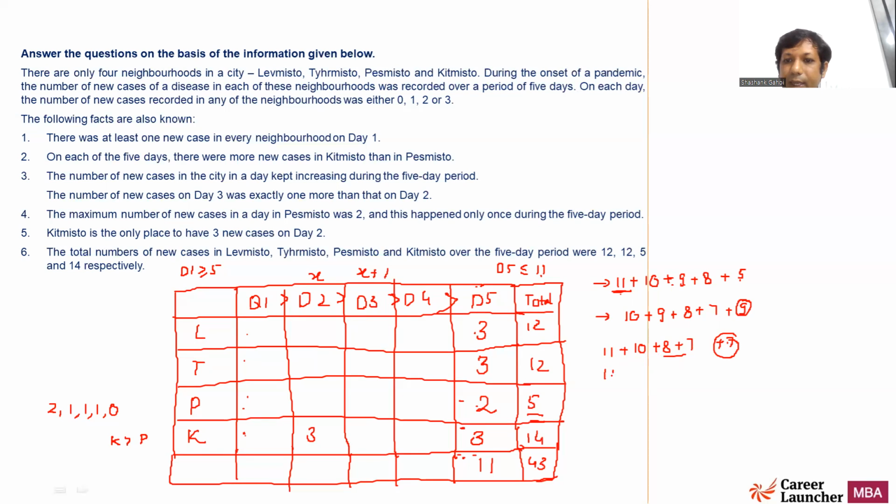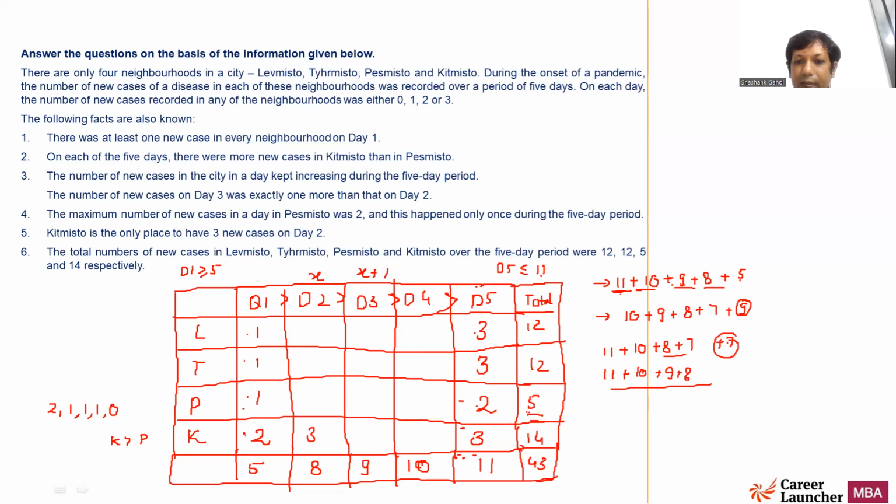So if I take 11 plus 10, and these two numbers are going to be consecutive only, I do not have any other option apart from this. So on this day, I'm going to have 10, I have 9, I have 8, I have 5. I can have 5 in only one way, that is 1, 1, 1, and 2.